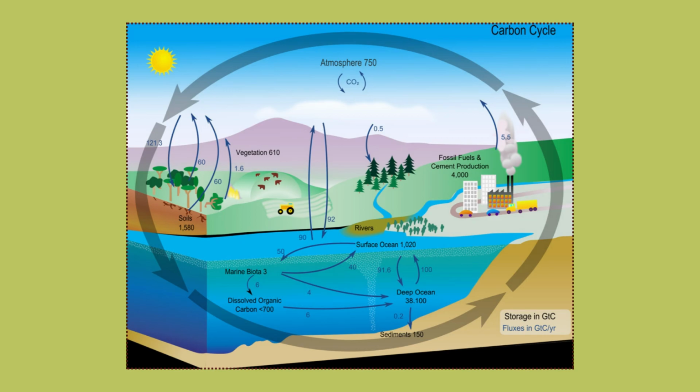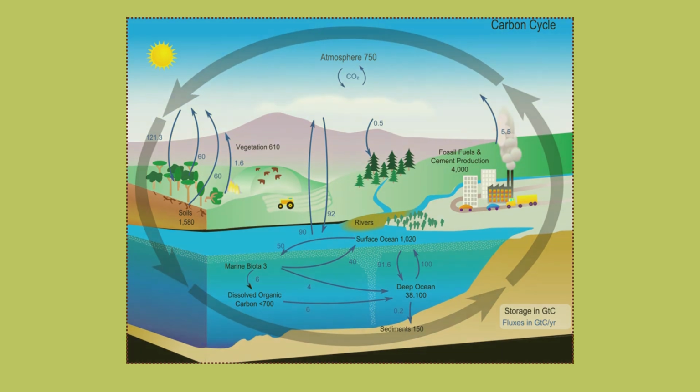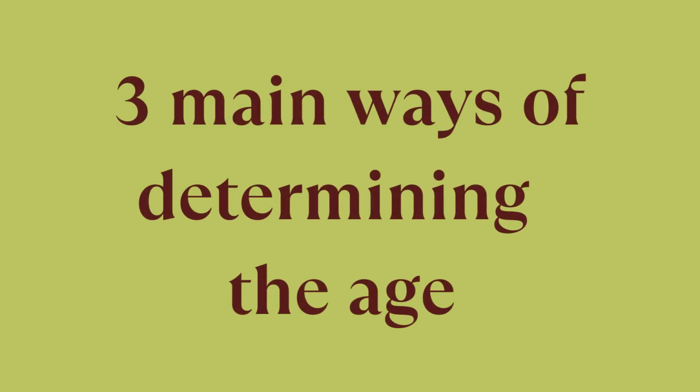So, when it enters this cycle, it is absorbed by humans, animals, plants, etc., through their intake of carbon dioxide. When these living organisms die, they stop the intake of C14, and its levels slowly decrease in the organism. The C14 decays back to nitrogen. Based on how much C14 is left in the organism, scientists can determine its age. There are 3 main methods for this.